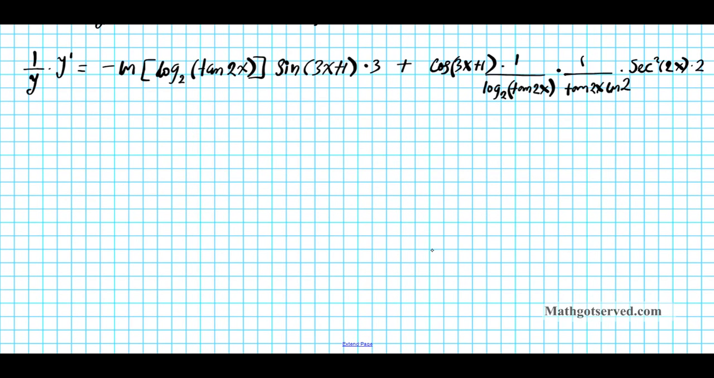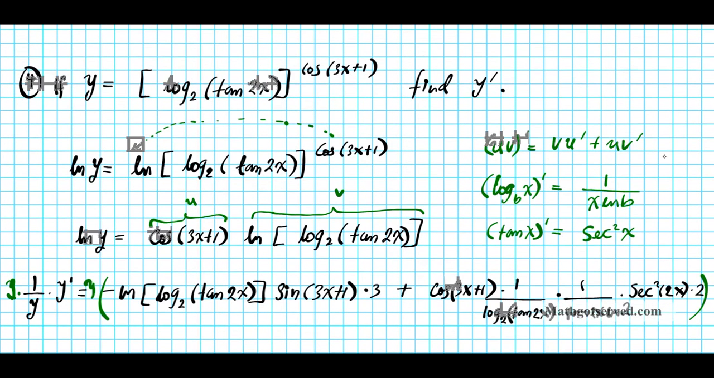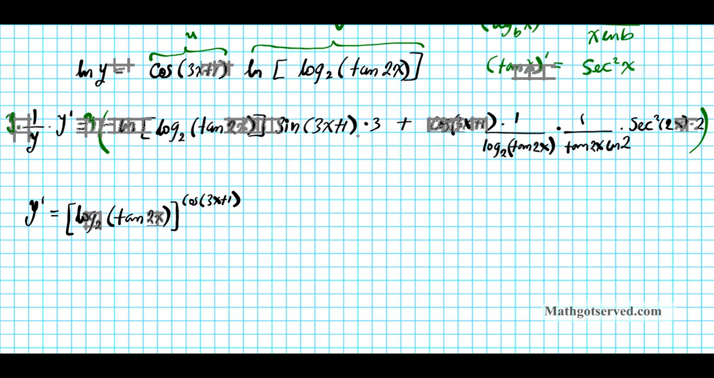So if I multiply both sides by y and substitute the actual value of y, what I'm doing now is multiplying this side by y, this side by y, and this entire equation by y. Okay, so multiplying and replacing with the original value. The original value of y is log base 2 of tan 2x, that entire thing raised to the cosine 3x plus 1. Okay, that was what y was originally, right here. And then that times this entire expression right here.